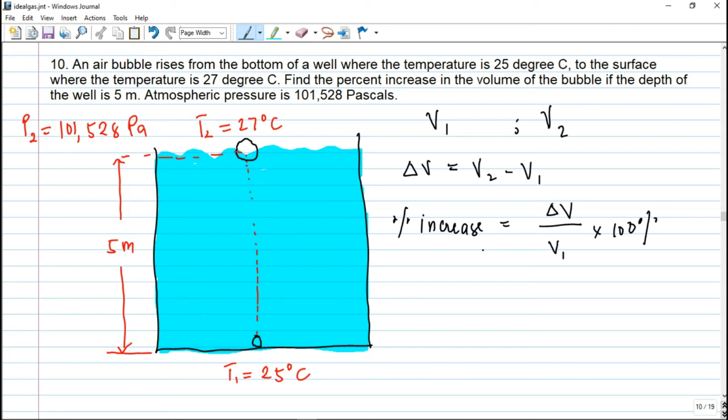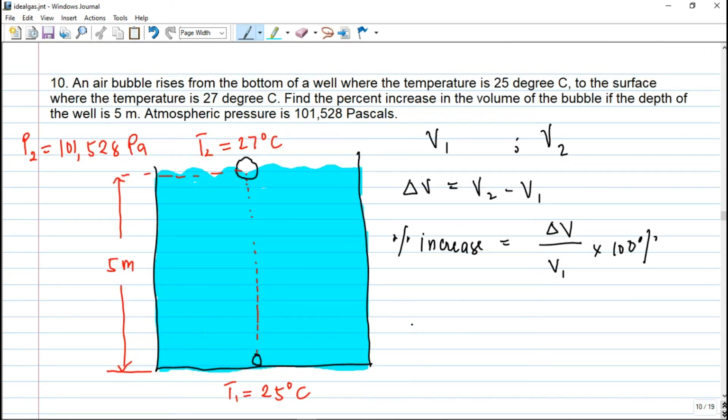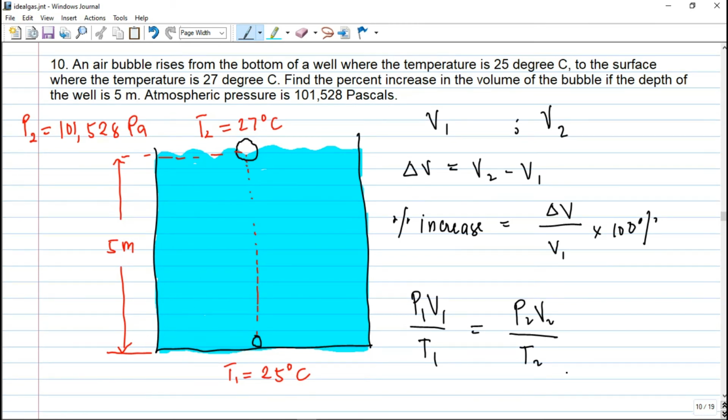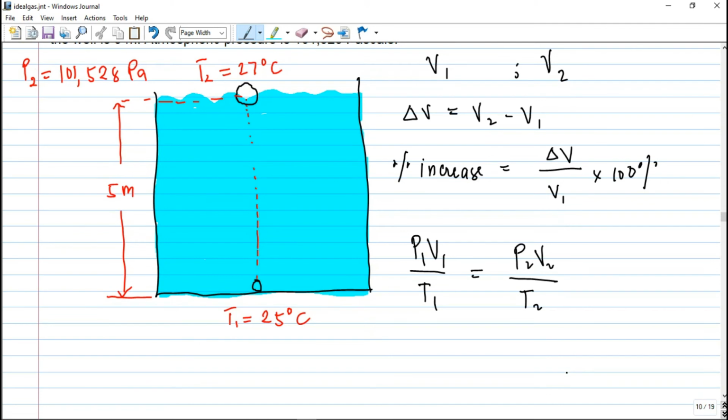Now, in order to do that, hanapin muna natin yung ibang properties na hindi given. From the combined gas law, we can say that P1, V1 all over T1 is equal to P2, V2 all over T sub 2. Okay. So, we can find its V1 in terms of V2. Now, yung pressure 1 natin, pressure 1. So, pressure 1 is the pressure at the bottom of the well.